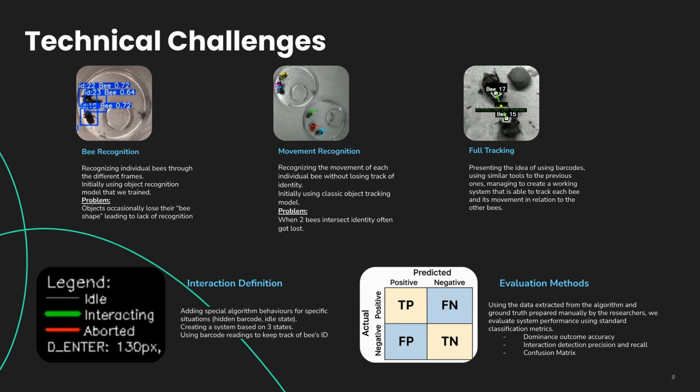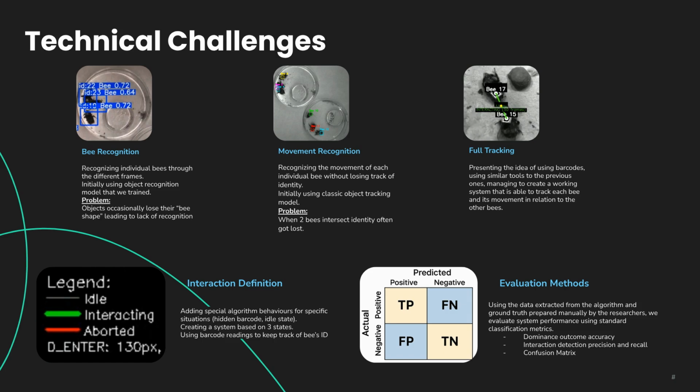Okay, so up until this point, we faced several technical challenges. The first challenge we faced was the bee recognition part, the ability to recognize individual bees through the different frames. When using object recognition models that we trained ourselves, we faced a problem of identity loss whenever bees got into awkward positions that made them lose their bee shape.